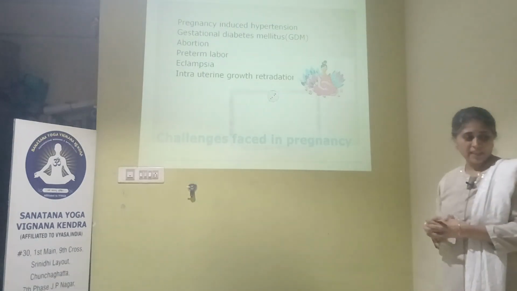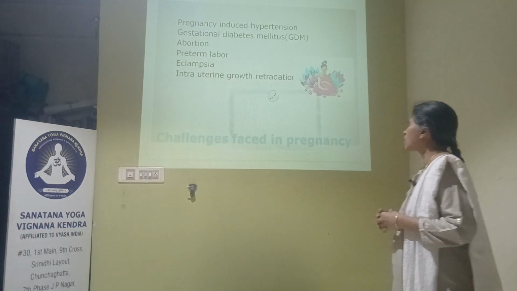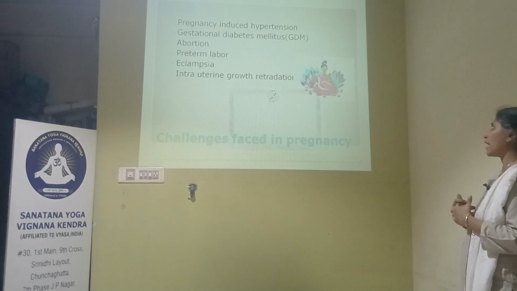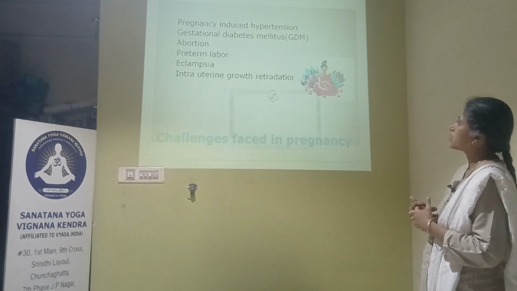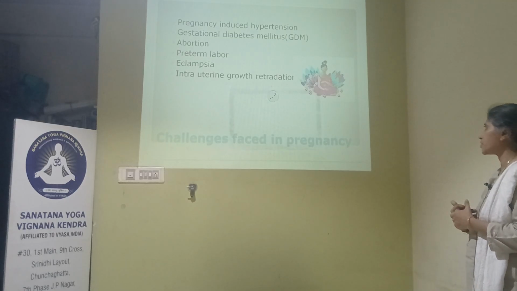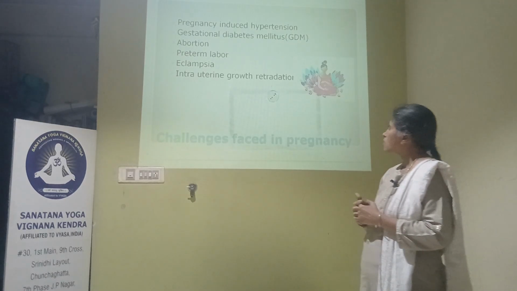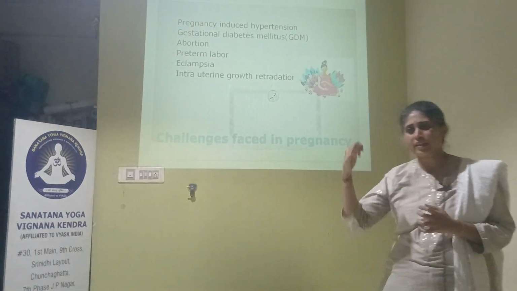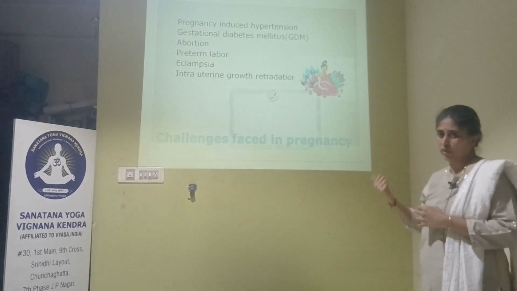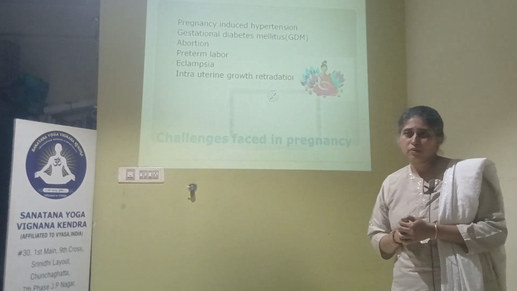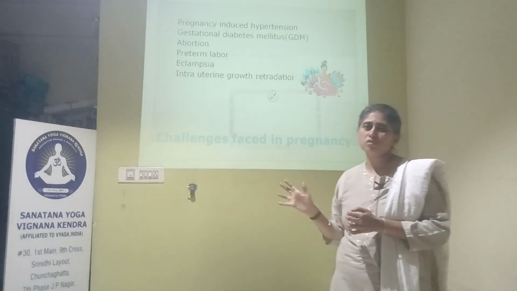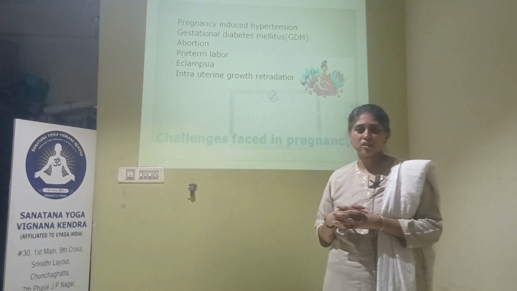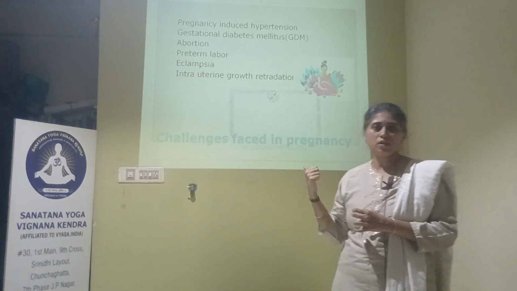So, challenges faced in pregnancy: pregnancy-induced hypertension, gestational diabetes mellitus, abortion, preterm labor, eclampsia, intrauterine growth retardation. Here, pregnancy-induced hypertension is diagnosed at about 20 weeks, when the baby is 20 weeks, and it goes away after the delivery. In some cases, it further becomes chronic hypertension also, and this can be regulated with your lifestyle.